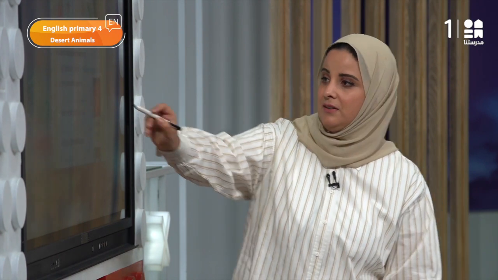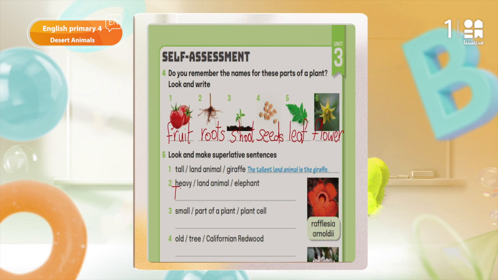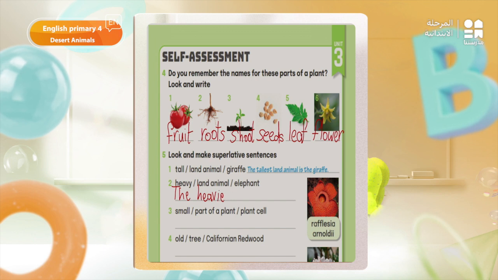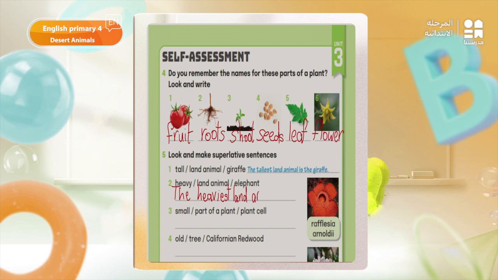Let's write it down. The heaviest land animal is the elephant.